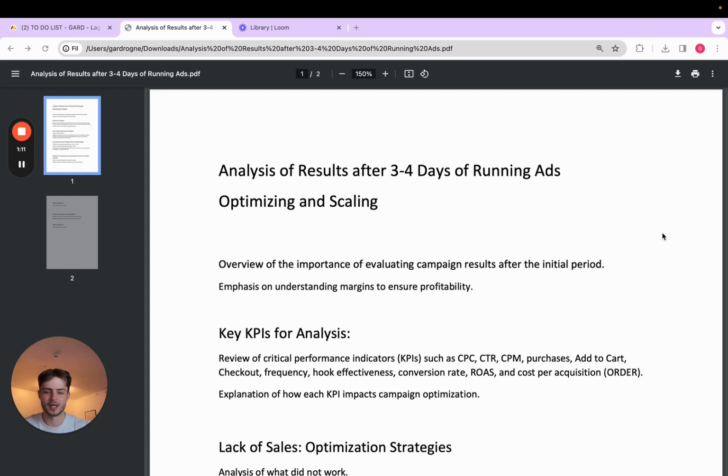So I want to say, after 3-4 days, you can start looking into your ads. This is the part where you optimize and scale. Maybe you don't even scale, but at least you need to optimize. You need to see how the ads are going, right? So I just want to say the importance of just letting it run. Let the Facebook algorithms, Meta algorithms do what they need to do.